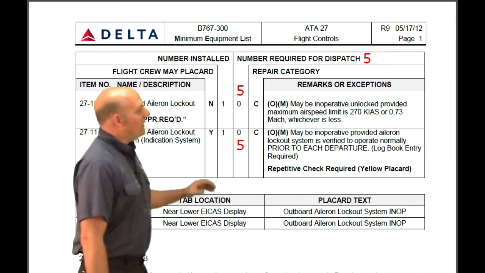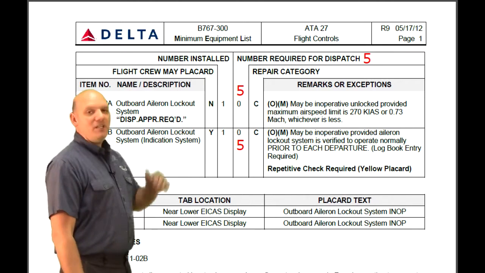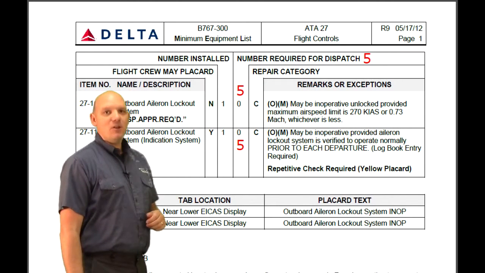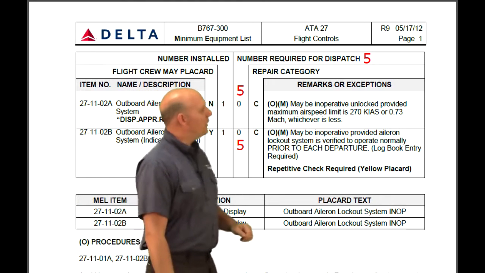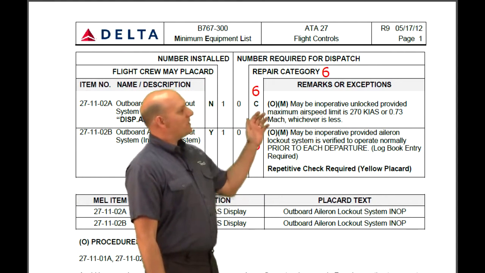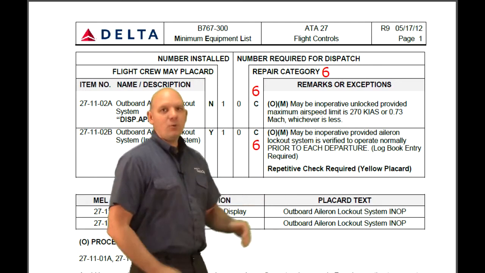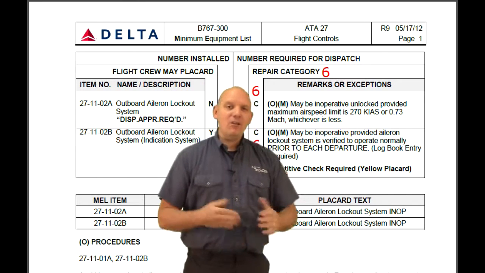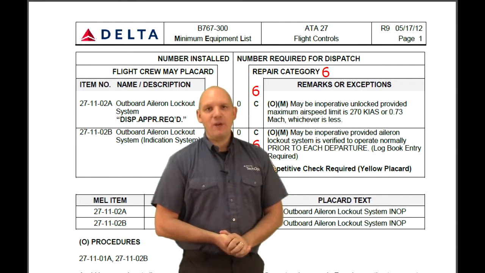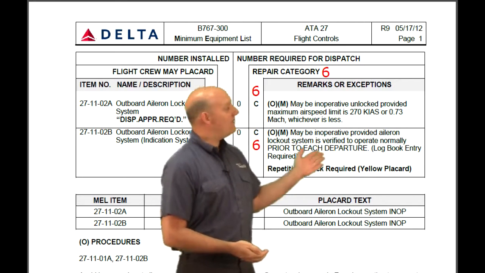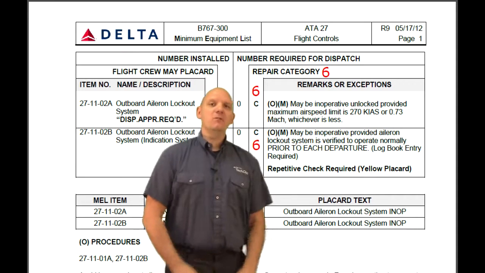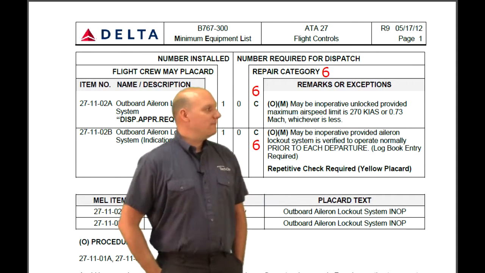Jump over here to number five. So we have one system. How many do we need to dispatch the aircraft? Well, it's telling us 0. So we're going to be able to defer this one lockout system. Now, number six is the repair category. We're going to be performing a deferral. How long can this MEL stay on the aircraft? Well, it's going to be either an A, B, C, or a D. The timing of those different categories we're going to cover a little bit later in the video.